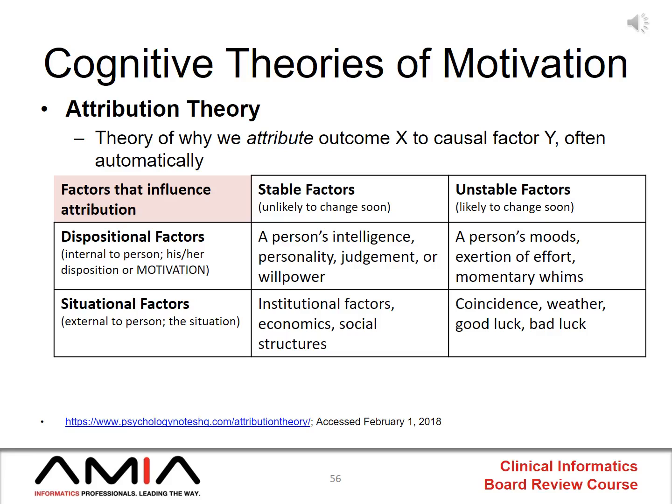The second category of factors are stable versus unstable factors. Obviously, stable means that these are factors which are unlikely to change soon, as opposed to unstable, which is the opposite. So, factors which are both stable and dispositional might include a person's intelligence, their general personality, their judgment, and their willpower. Dispositional but unstable factors might be a person's moods, how much effort they plan to exert, whether or not they're having some kind of momentary whim. Situational factors which are stable typically are institutional factors, economics, and social structures that are part of the culture. Situational but unstable factors might include coincidence, the weather, good luck, or bad luck.